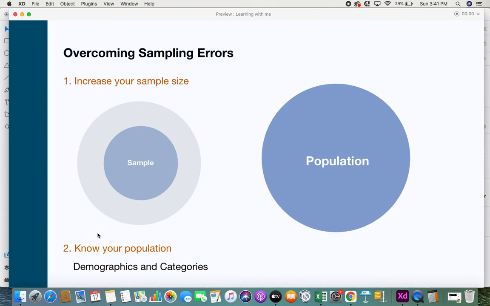The next one is to know your population. Like how there is know your customer, you should know your population. Understand what demographics exist in your population, what mixtures exist, how your population is categorized, what are the different groups that exist in your population, and what the ratios of them are. When you know this, you would be able to create good samples that represent your population.